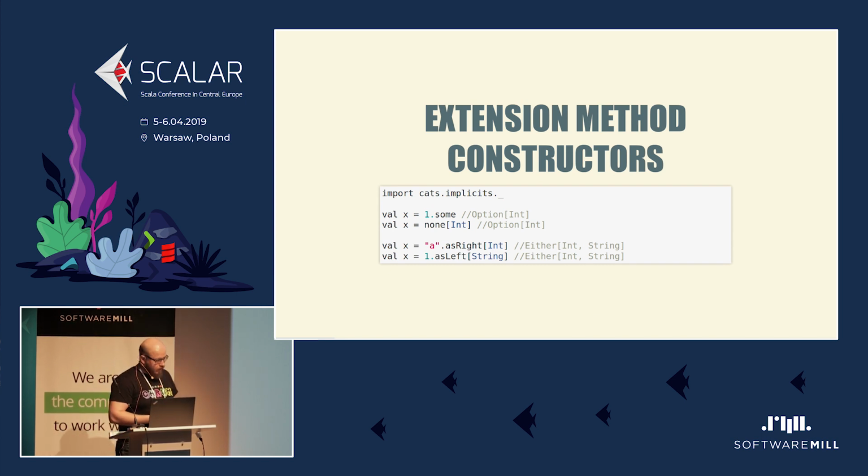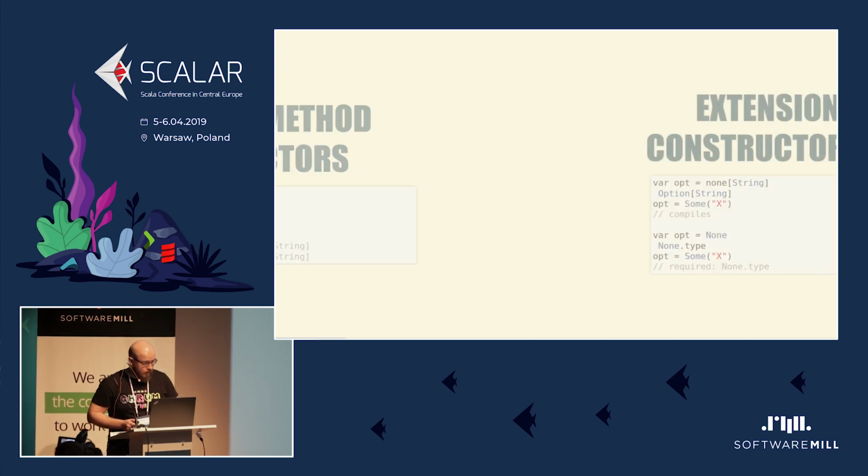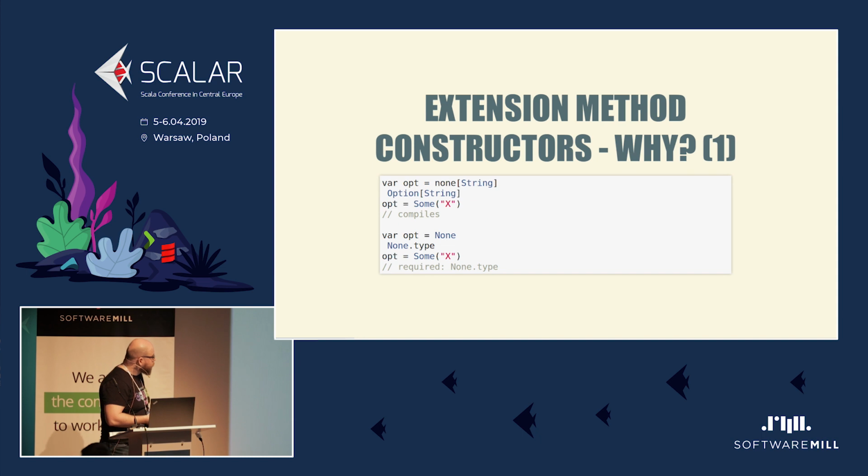And those method constructors that I want to talk about are specifically for Option and for Either. So you see here that if you import this cats implicit, there's the extension method asSome, and it automatically gives you an Option of Int. There's a method for none, which lets you just create an empty Option, and the same thing for Either. So you can have asRight or asLeft. So what's the point of this, right? Because you can always use Some, None, Right, Left. Well, there are two things here that are useful.